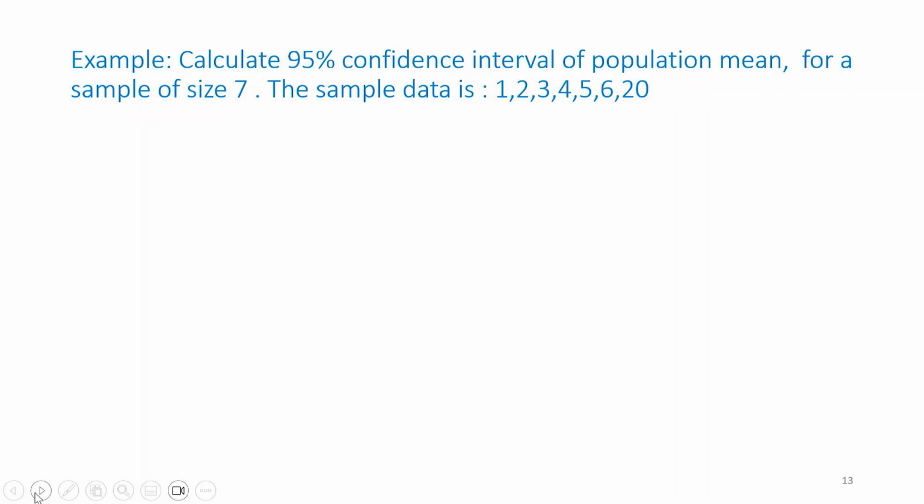Now again we'll solve a problem where n is not really so large. Let us say we calculate the 95% confidence interval for the population mean for a sample of size only 7. So n is much less than 30. The sample data is 1, 2, 3, 4, 5, 6, 20. So these are the values. We have 7 data points, and the values are 1, 2, 3, 4, 5, 6. The 7th reading is 20.